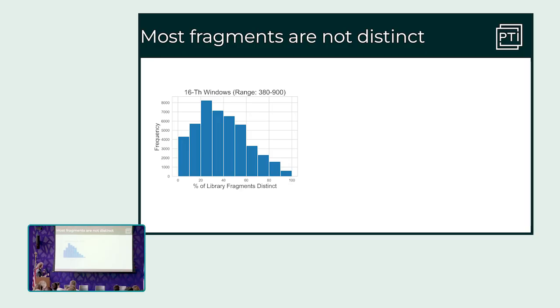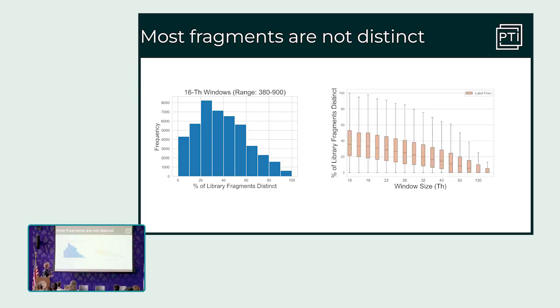And we look at what fragments are distinct, and we see that most fragments for most peptides are actually not distinct, and this is a label-free DIA experiment. These are 16 Thomson-wide windows. Over here, these are 60 Thomson-wide windows, so not that large. We can see as we increase the size of these windows, the number of distinct peaks actually goes down.